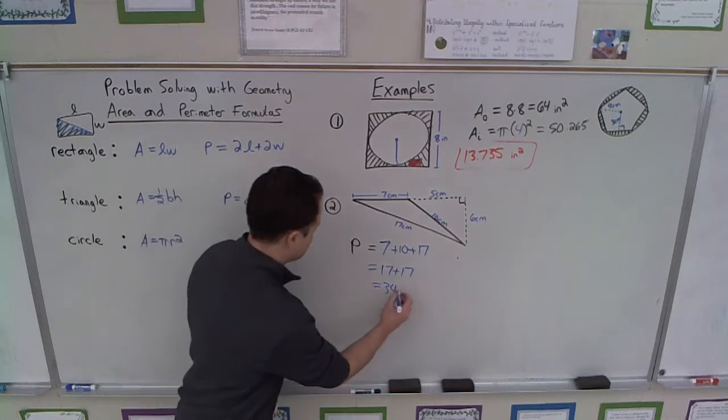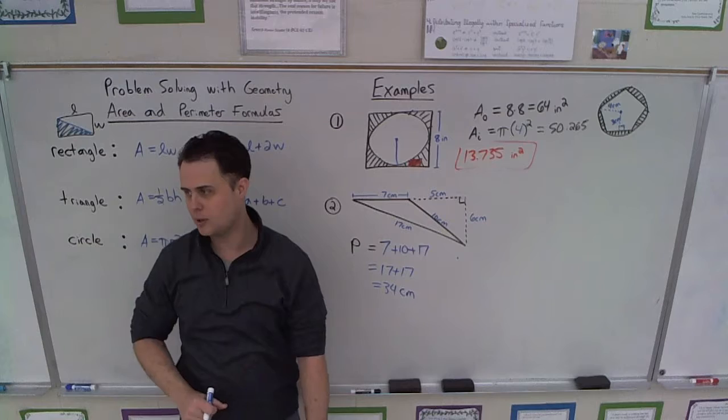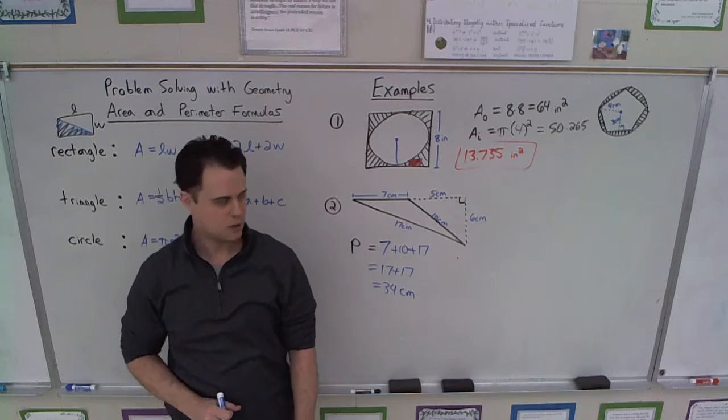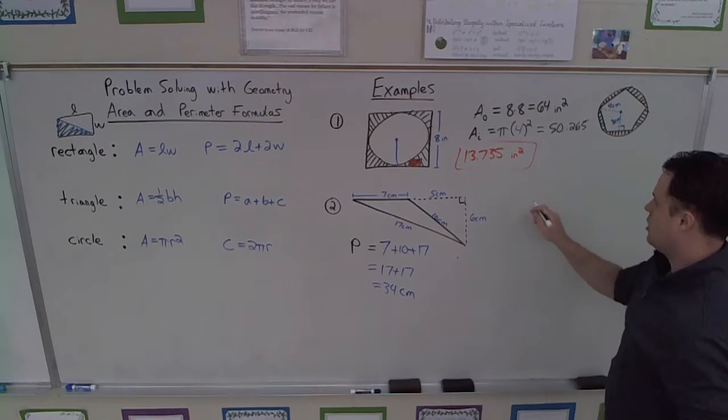Centimeters. Centimeters, not square centimeters. This is how long it takes on the outside if you were to put it all in one line, right? That's what perimeter means. So that was pretty easy, I think, at least. Hopefully you guys agree.